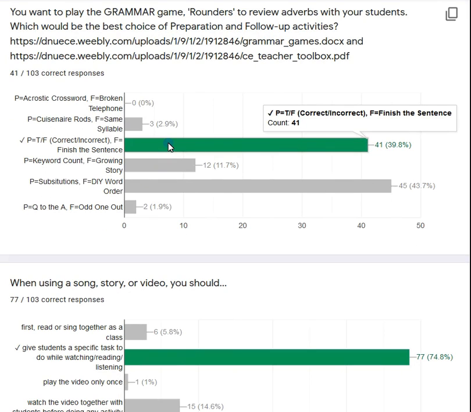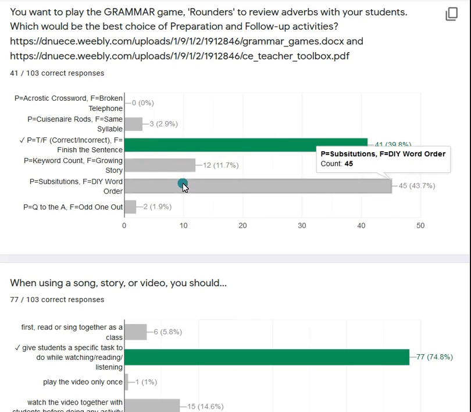Good preparation could be true or false. And finish the sentence could be a good follow-up. A lot of you chose this. Substitutions as a preparation is too difficult and not suitable for grammar, because substituting words only would work, but not if you're reviewing grammar. DIY word order, again, too difficult as a follow-up, takes too long.